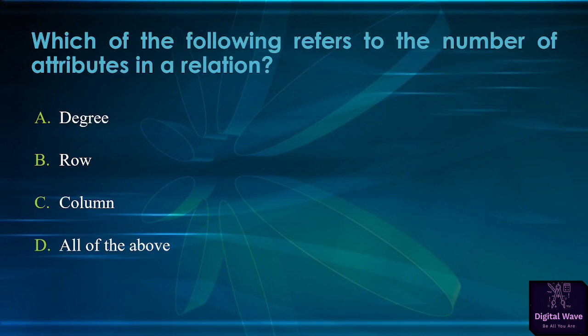Next question is, which of the following refers to the number of attributes in a relation? Options available here: degree, row, column, all of the above. So the right answer will be degree. The column inside the table is called the attribute, and the total number of attributes inside the table is called the degree. So here we can see degree refers to the number of attributes in a relation. That is why the answer will be degree.